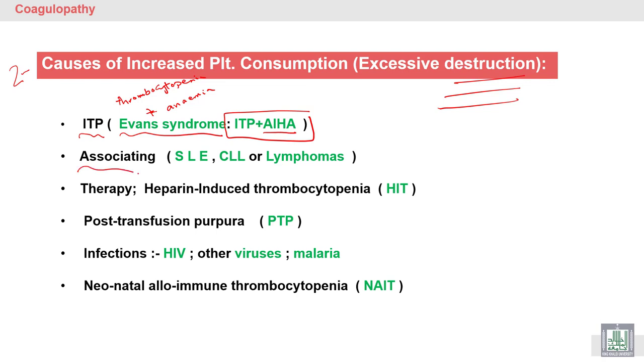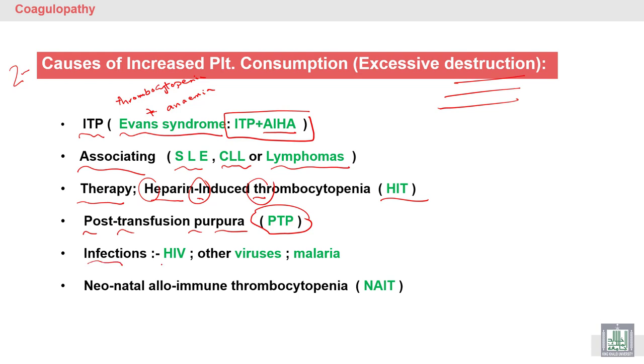It may be due to other immune disorders like systemic lupus erythematosus, chronic lymphocytic leukemia with excessive production of abnormal immunoglobulins, lymphoma also, abnormal immunoglobulin production. It may be due to drug or treatment therapy like heparin-induced thrombocytopenia, or what's called HIT. Post-transfusion purpura, following blood transfusion, mainly due to the formation of alloantibodies against the foreign platelets, so destruction of the platelets with purpura.